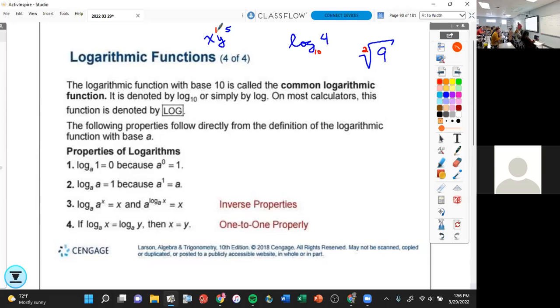And the last one says, log base a of x is equal to log base a of y. That's only going to be true if x and y are the same. That's your one-to-one property. We're going to see these exact same properties here in a little bit with a different base. But these properties are true for all bases, aren't they? That's why it has base a. A can be anything.